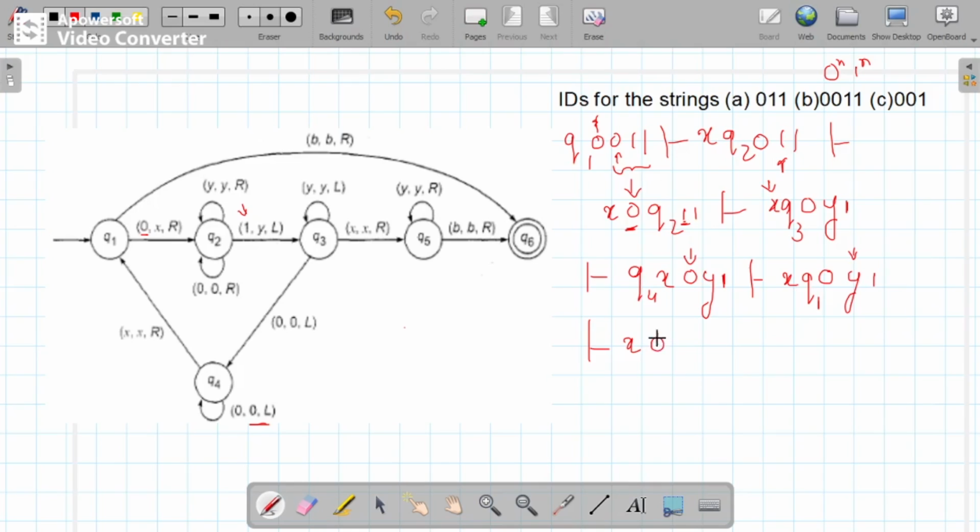So that's why we leave the place and write that this 0 needs to be replaced by x. That's what we have told here. 0 needs to be replaced by x, and then q2, y and then 1.